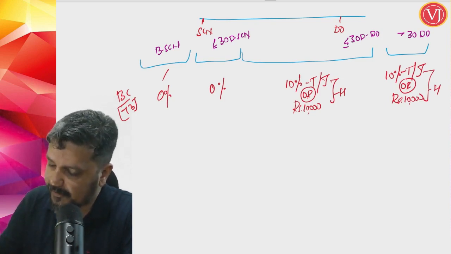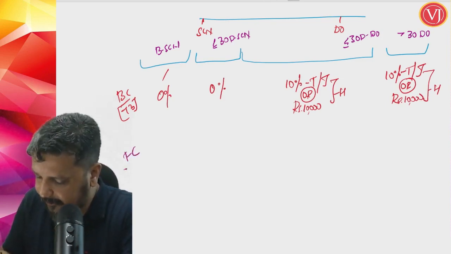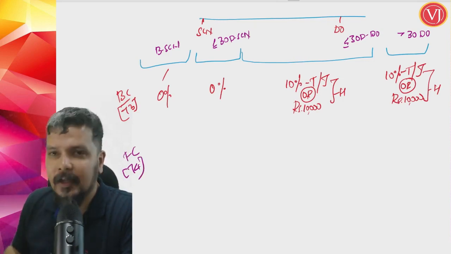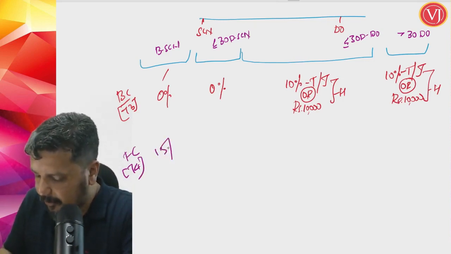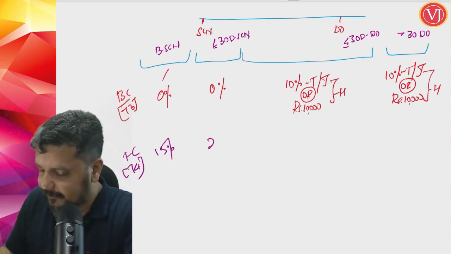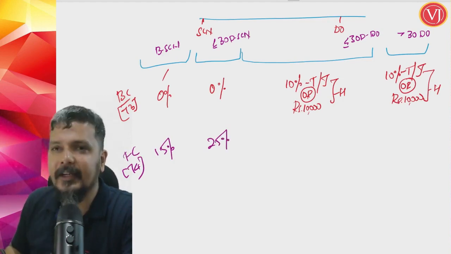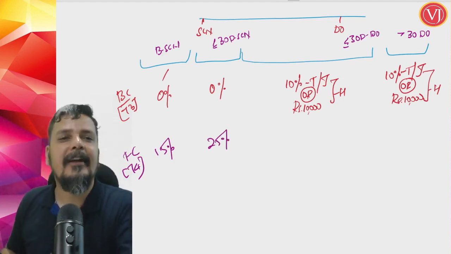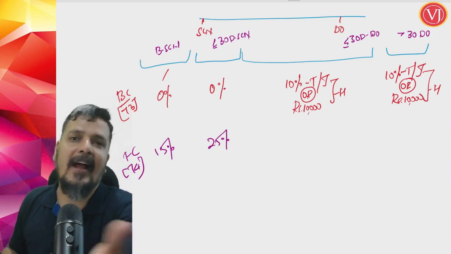If at all it is a fraudulent case, section 74. Before show cause notice, 15% penalty. After show cause notice within 30 days, 25%. When I say 15%, 25%, that is all of the tax.